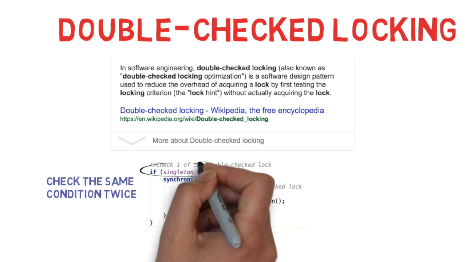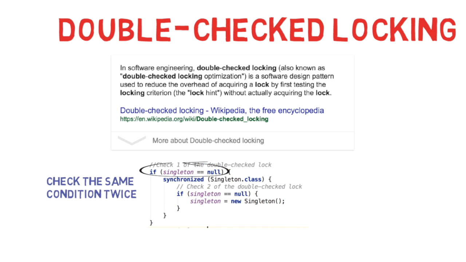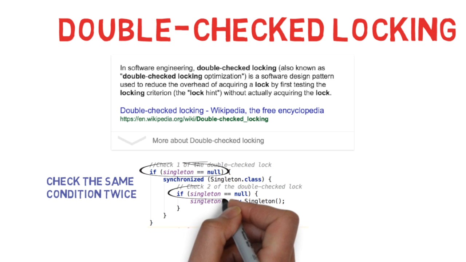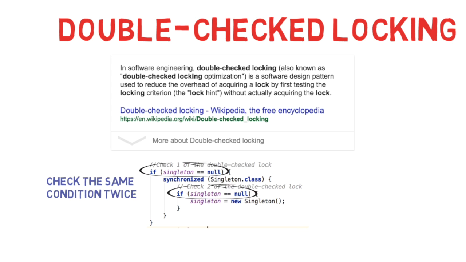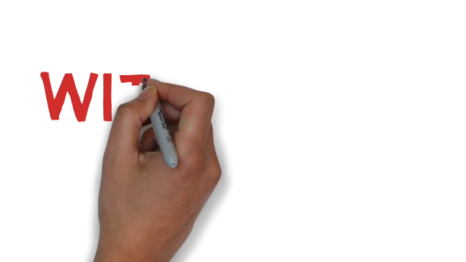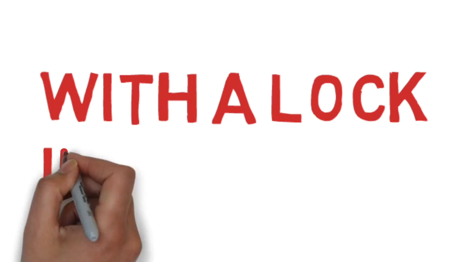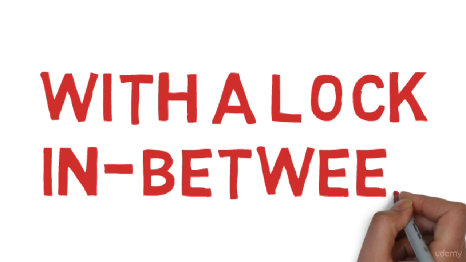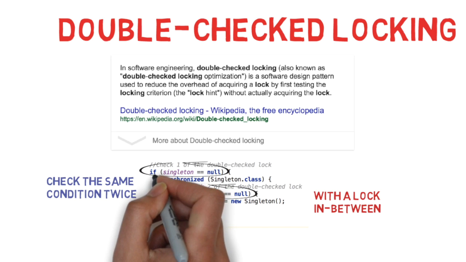So for double-checked locking, we have one check, and then we start the synchronized block, and then we have another check. What have we done here? We've checked the same condition twice with a lock in between. So we test before the lock and after the lock.